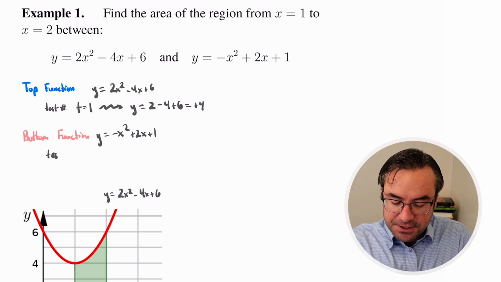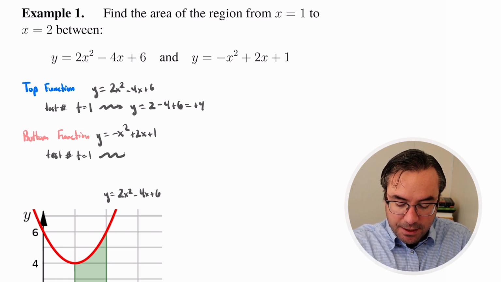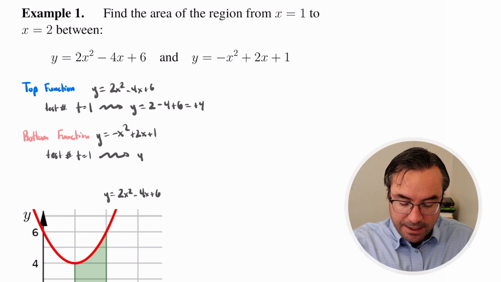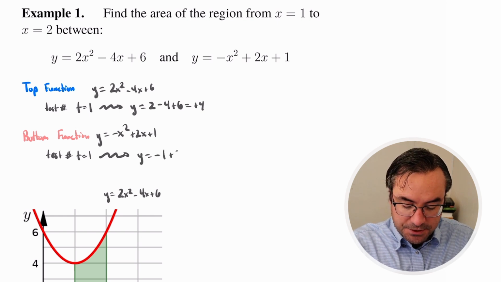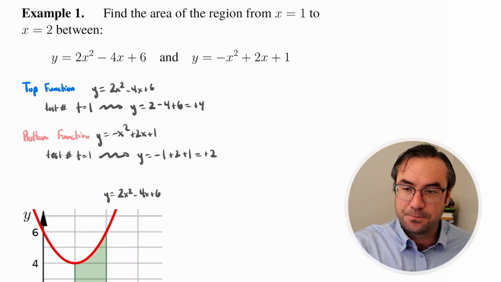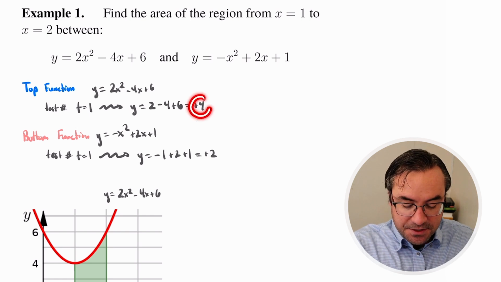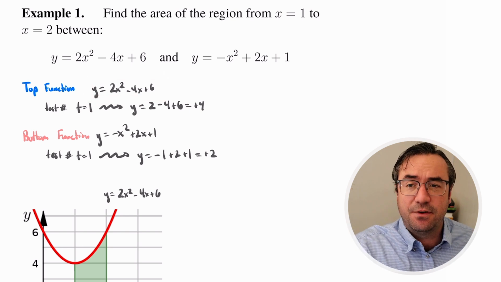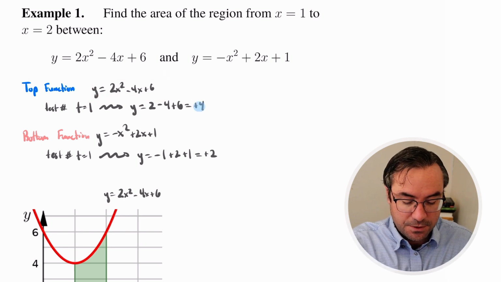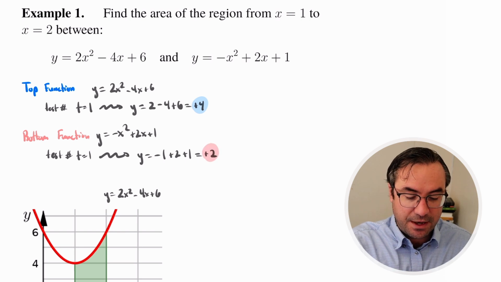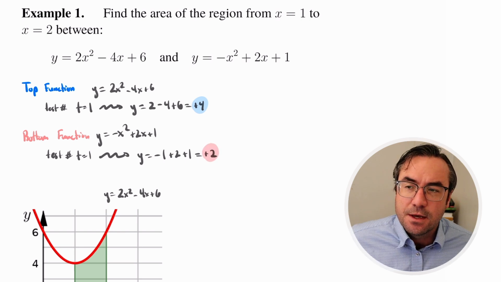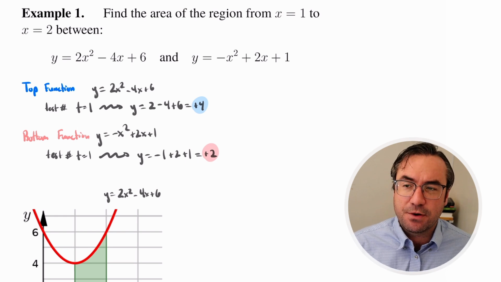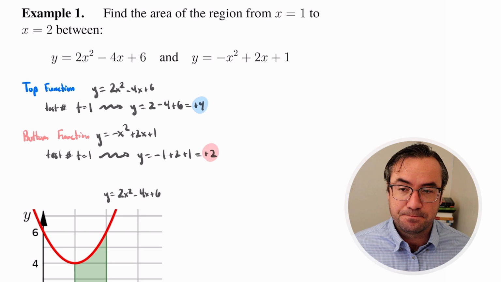And if I use the same test number, t equals 1, and plug it into the other function, I get y equals negative 1 plus 2 plus 1, which is positive 2. So I can see that because this value is larger, that's confirming that this is the top function. So this value is larger than this value. So if you didn't have the graph, you could just use a test number to figure out which is going to be the top function.